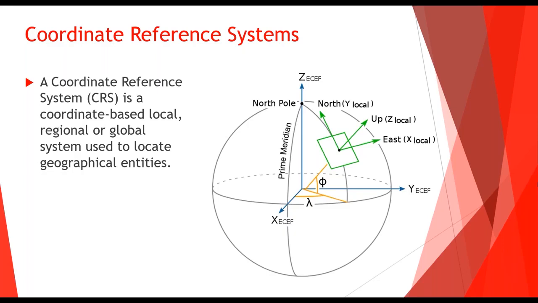So as we can see here on the screen, a coordinate reference system can be defined as a coordinate-based local, regional, or global system used to locate geographical entities. In essence, it provides a common ground for everything to come together. Okay, so how projects can come together within themselves, but also position themselves relative to their environment.